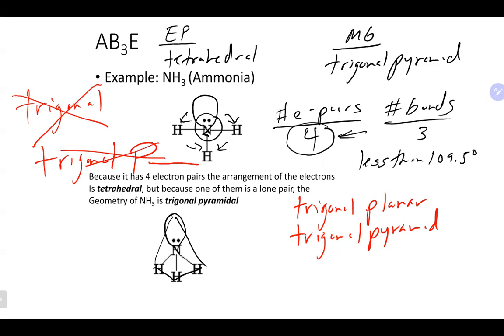So, flip a coin if you're not sure, but hopefully you should be sure. But do not just write trigonal. You do need to specify planar or pyramid. They are two different shapes and two different bond angles. Any questions on that one?